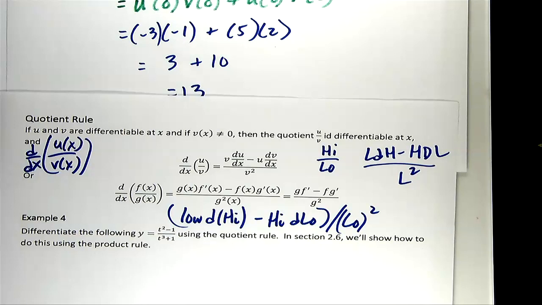You're going to hate this. Guess what? I still hate the quotient rule. I still do. I hate it. It's tedious. When we get to 2.6, we're going to do something called the chain rule. And I'll show you how to rewrite this as a product rule instead. I think the product rule is easier to remember. This is just tedious.